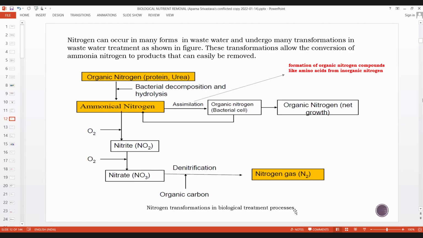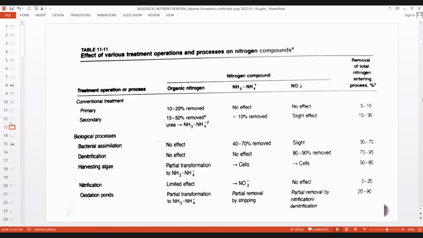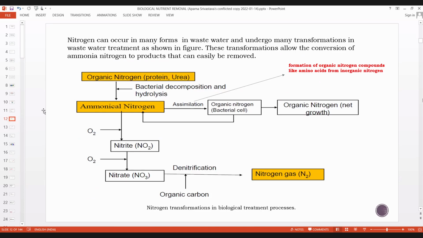It's a simple diagram. Now from that we can understand that oxidation, reduction and assimilation are the key, or you can say the important tools, responsible for the transformation of nitrogen in wastewater. This slide we will discuss in a later class. For today, I think it is more than sufficient.